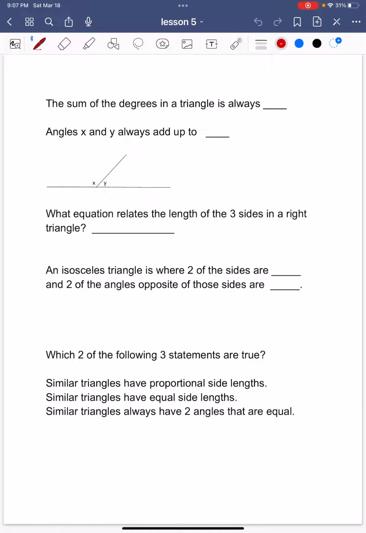Hello everybody, welcome to lesson 5. We're going to be learning about geometry.